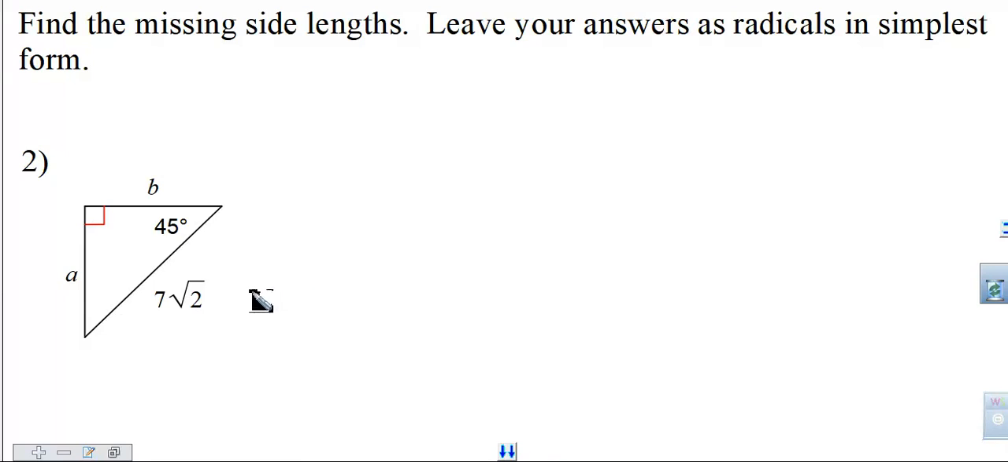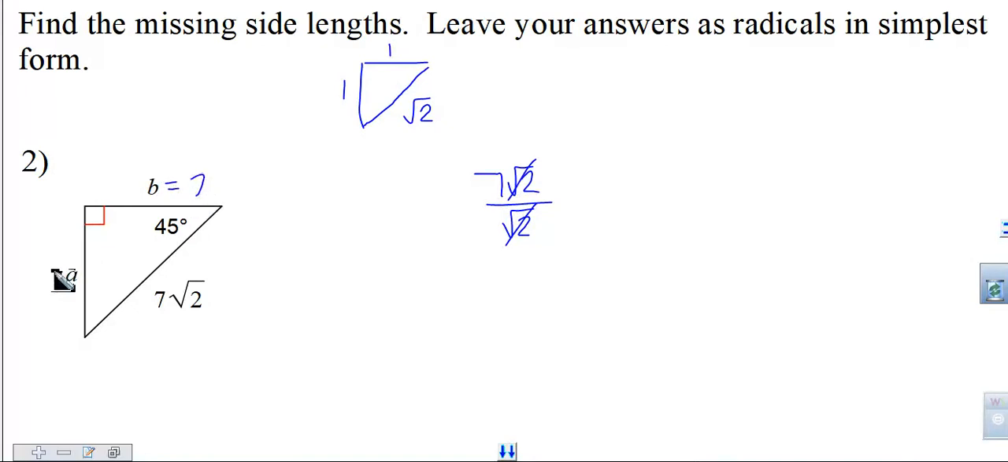In this example, you'll see they've given us the hypotenuse. Again, if I think about the proportion of my legs and my hypotenuse, it's 1 square root of 2. So if I was given a leg and I wanted to move to the hypotenuse, I multiplied by the square root of 2. But if I'm given the hypotenuse and I want to move back to one of my legs, I'm going to divide by the square root of 2. So if I take 7 square root of 2 and I divide by the square root of 2, my square root of 2's are going to cancel, and my legs are 7.